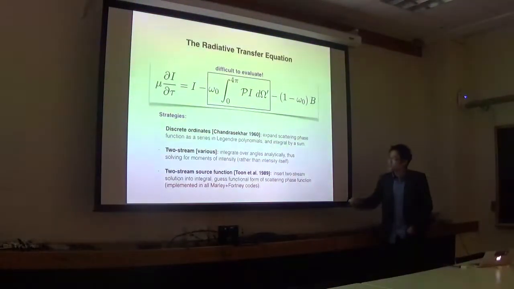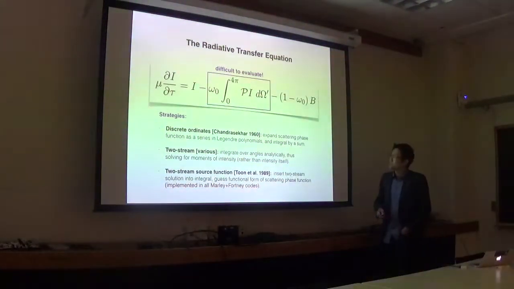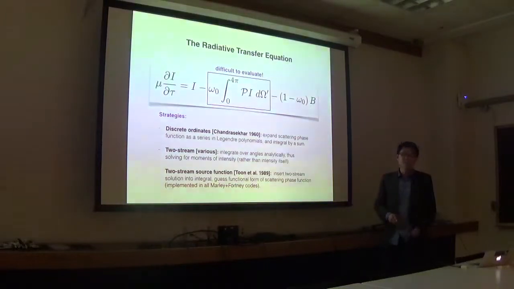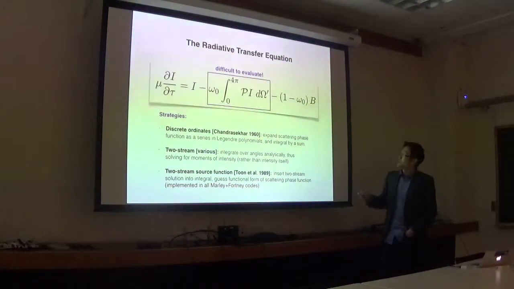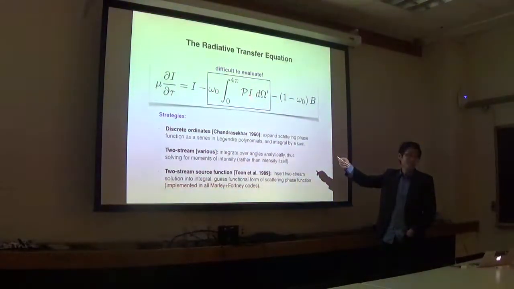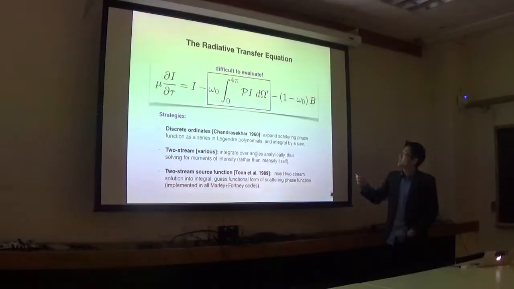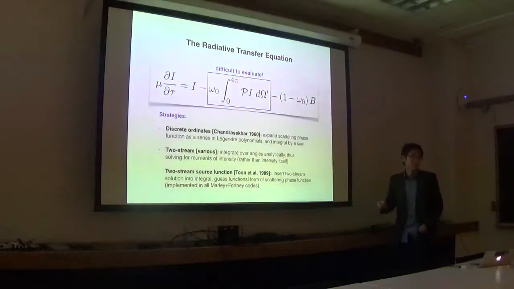There's a hybrid method by Toon et al. called the two-stream source function method. The idea behind this method is they play a trick. They say, let's take the two-stream solution and pretend that the intensity is the flux divided by some mean angle. Then let's shove that solution into the integral, and guess a functional form for the scattering phase function. This allows me to integrate it, so it's no longer an integral. Evaluate this, and then I can evaluate the whole thing as an ODE.